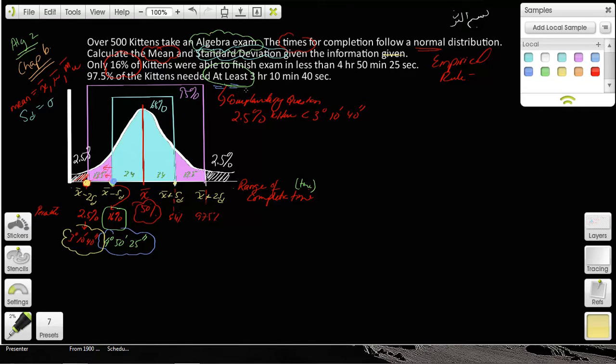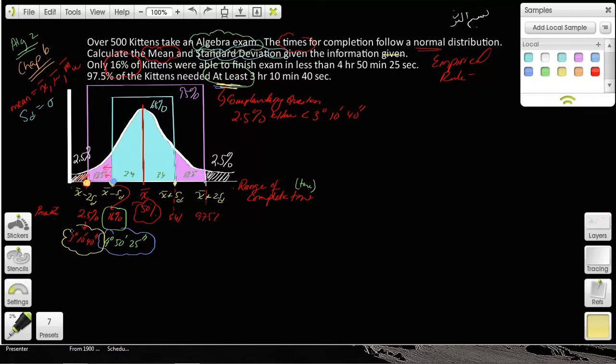So the important thing to appreciate is that when you see a question like this, at least this many, at least that many, sometimes it helps to ask the complementary question. If 97.5% needed at least that much, that means 2.5% of the kittens were able to finish in that amount of time. The rest of them took longer. The rest of them were over here. But 2.5% were able to do it this way.